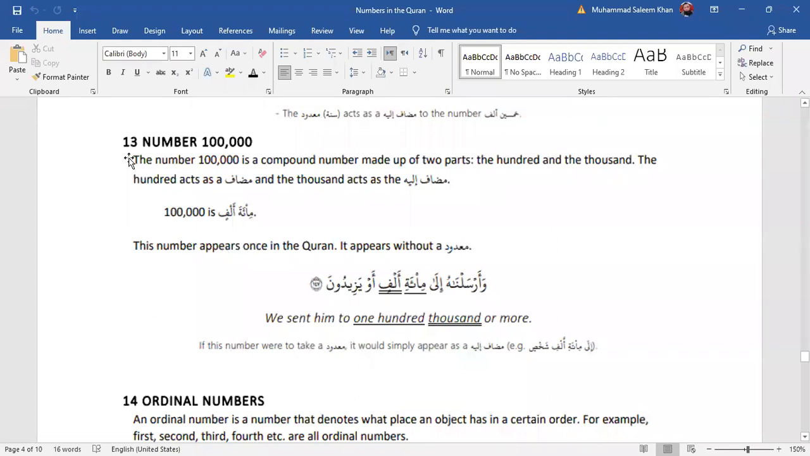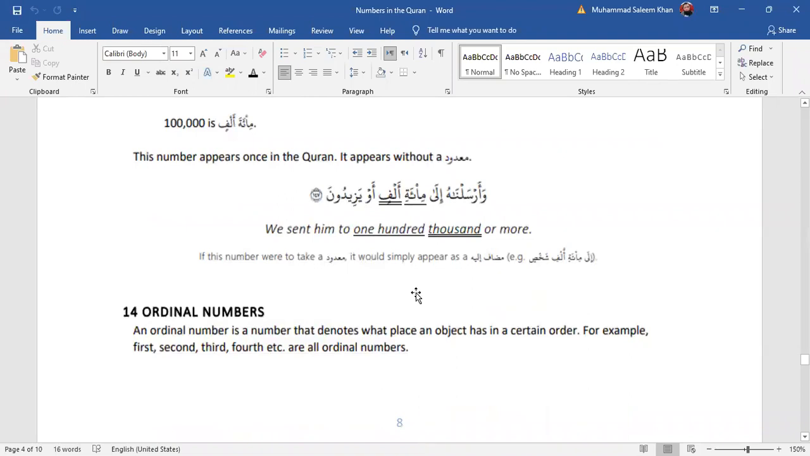Okay, so the 13th number, 100,000. So 100,000 is easier. Miyatu alfin, as we say in English as well. 100 is miyatu and 1,000 is alfin, so it will be miyatu alfin. وَأَرْسَلْنَاهُ إِلَىٰ مِائَةِ أَلْفٍ أَوْ يَزِيدُونَ. We sent him to 100,000 or more. So this is clear, yes, Irfan? Yes, sir, clear, sir. Okay, all right.